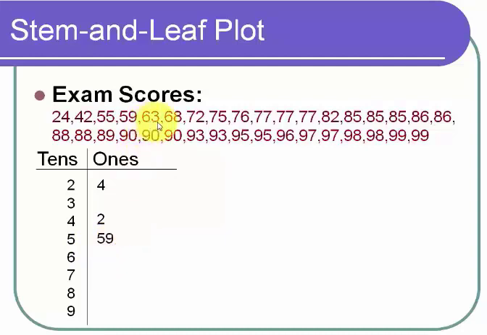For the 60s, I have a 3 and an 8. For the 70s, I have a 2, 5, 6, 7, 7, 7. So I put 2, 5, 6, 7, 7, 7 under the ones digits next to the tens digit of 7. And I do the same for the 80s and the 90s.